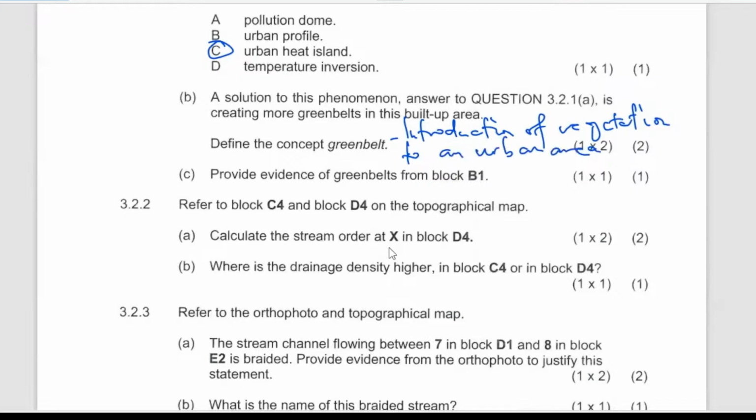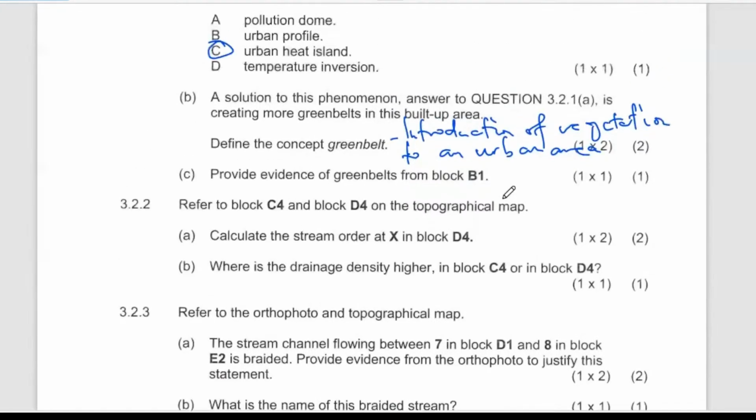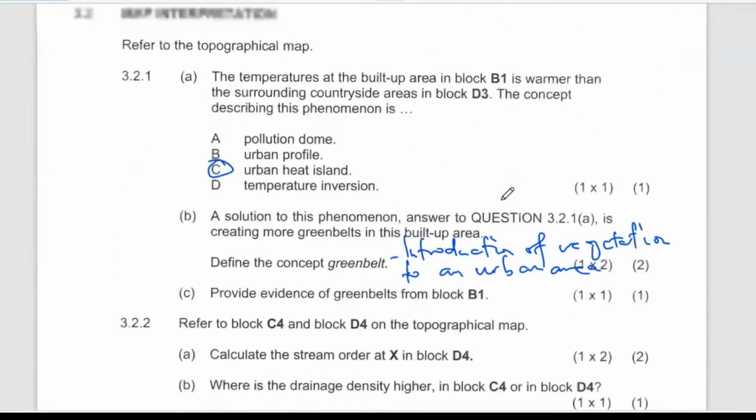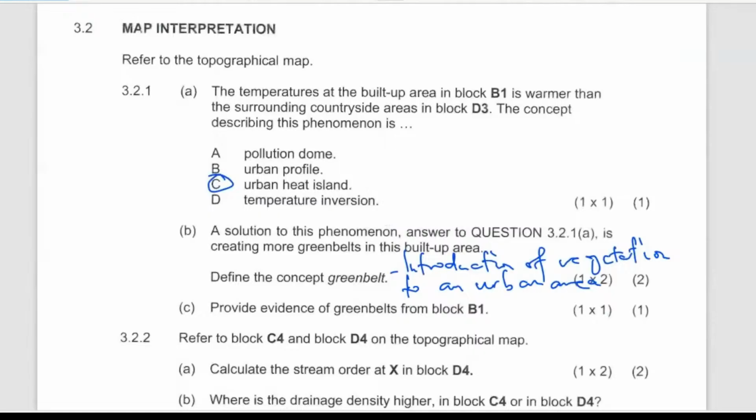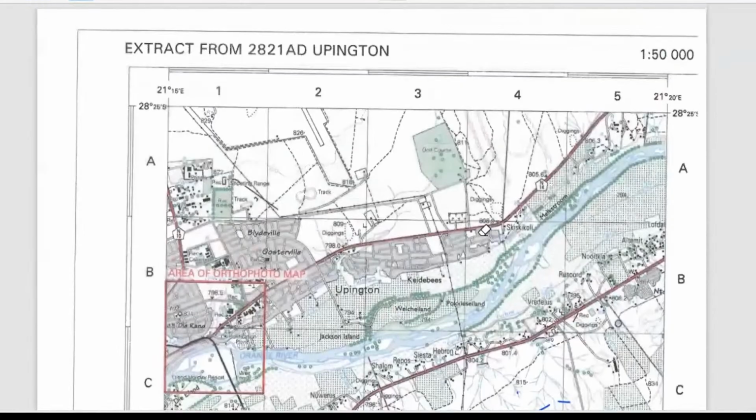If we introduce vegetation or vegetative cover, we are creating a green belt. A green belt constitutes vegetation in an urban area or in a built-up area. Then the next question says, provide evidence of green belts in block B1. We need to check block B1 and try to find the evidence of the existence of a green belt.